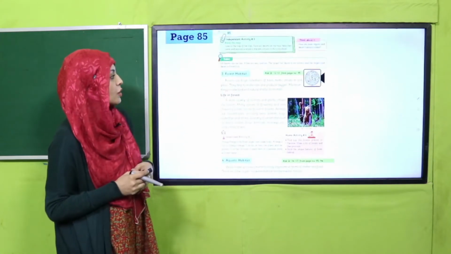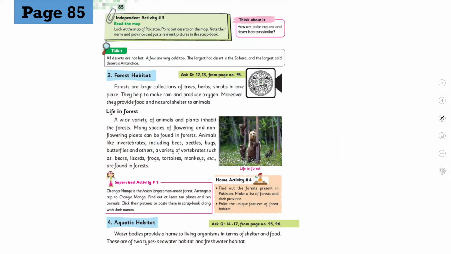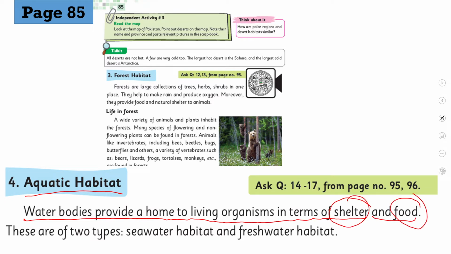So my dear students, again on page number 85, now we will talk about aquatic habitat. Quickly put your fingers where I will read. Water bodies provide a home to living organisms in terms of shelter and food. These are two types: seawater habitat and freshwater habitat.